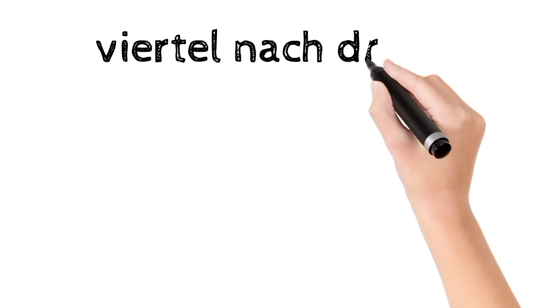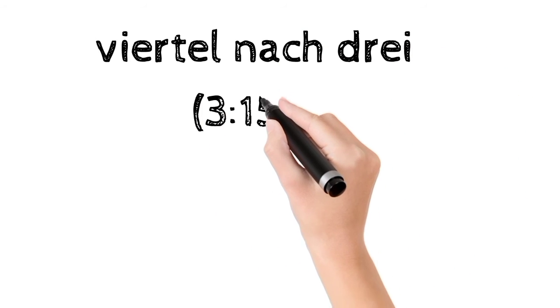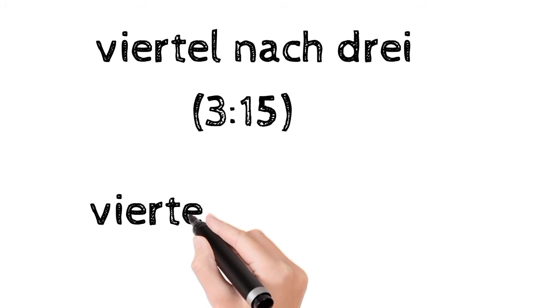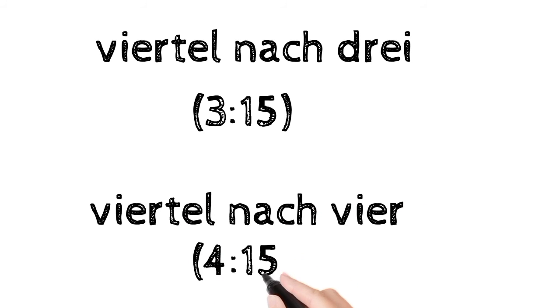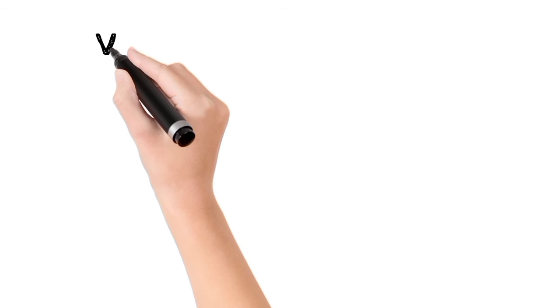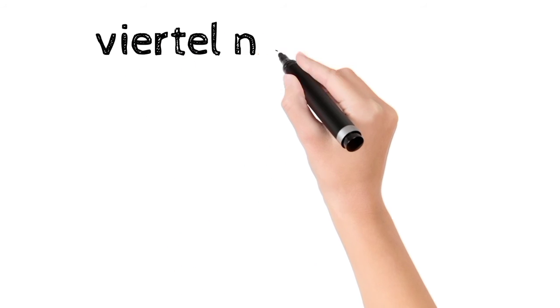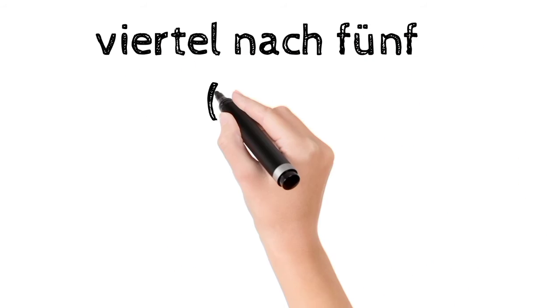Viertel nach drei means 3:15. Viertel nach vier means 4:15. Same for other numbers. Viertel nach fünf means 5:15.